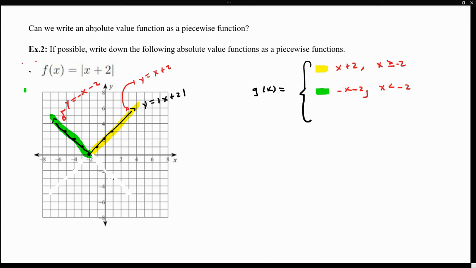Now, this is the correct interpretation of this absolute value function. Notice that all we did was break it down into pieces. We wrote each piece individually with its correct domain restriction. And that's how we can properly write down a piecewise function when a function is being given.